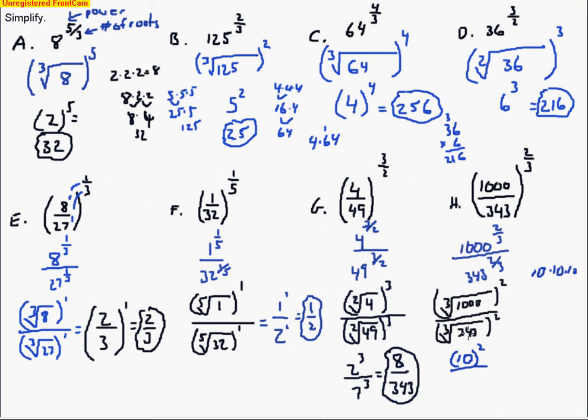Again, it's an odd number, so always try odd numbers. Remember that rule. Even numbers, try even numbers. Odd numbers, try odd numbers. So 7 to the 2nd power. Well, 10 times 10 makes 100. And 7 times 7 makes 49. You can just leave the answer like that.